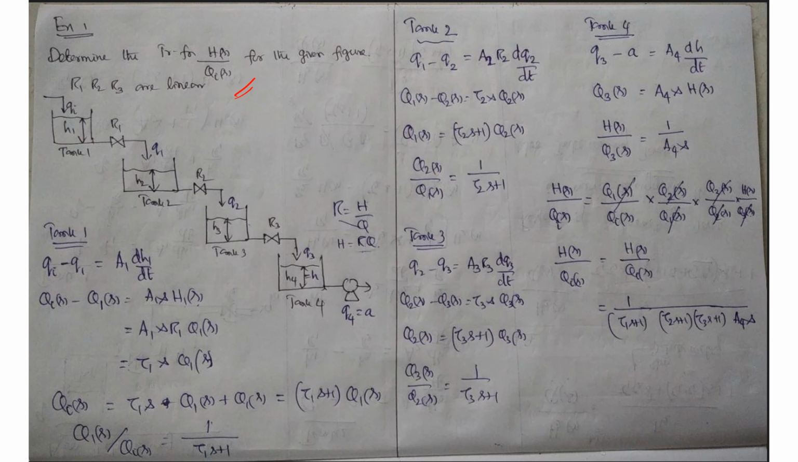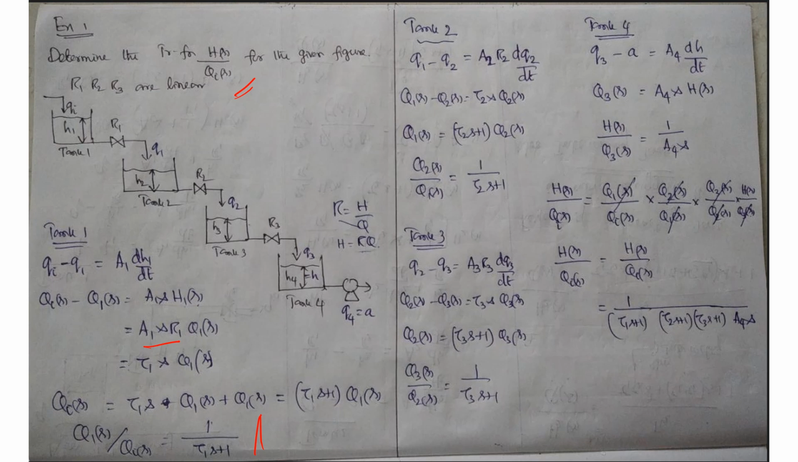Okay, so which is Qi of s minus Q1 of s equal to A1 into this. The A1 into this one is tau 1 Q1 of s. So Qi of s equal to tau 1 Q1 of s plus Q1 of s. From this we have derived this one. Okay, so here we are not going to replace this Q1 by H because we are concentrating on the final level, not this level. Okay, so right now you can just have Q alone, the flow rate.